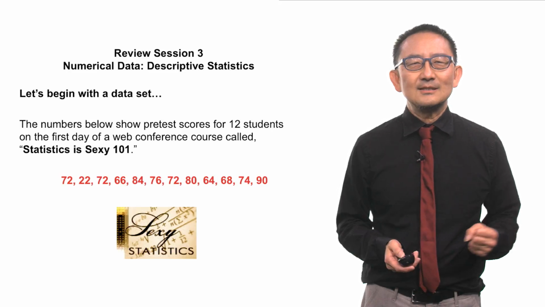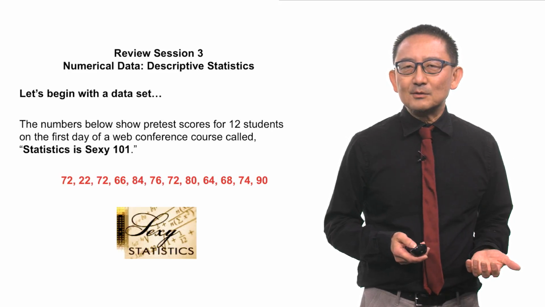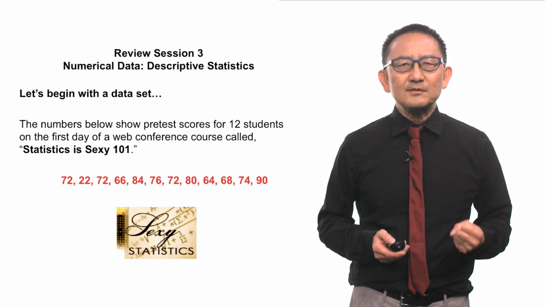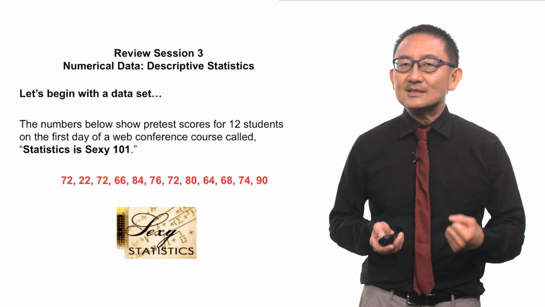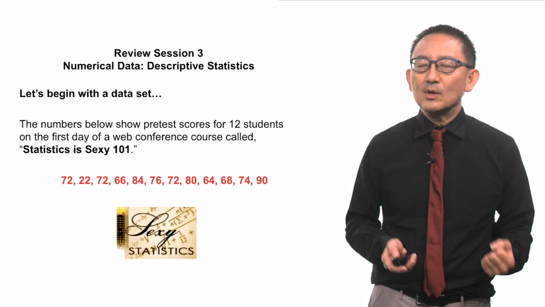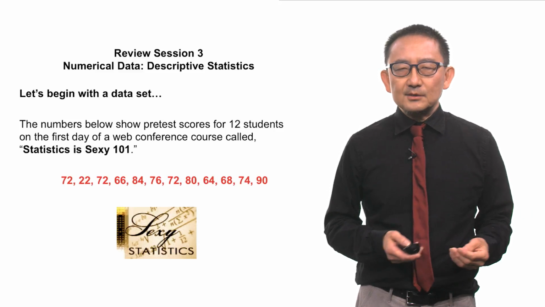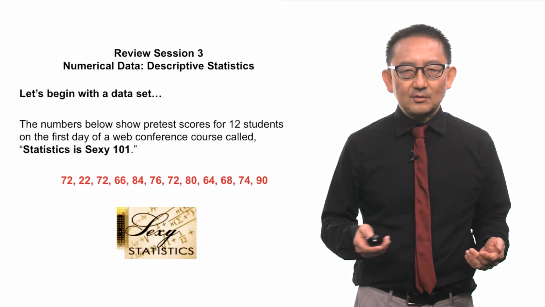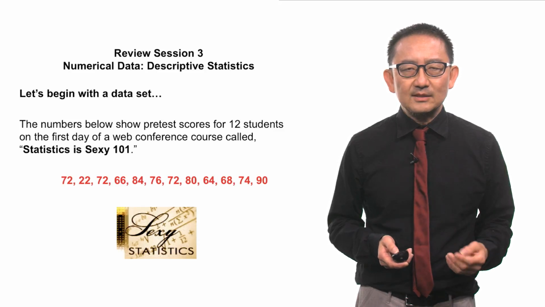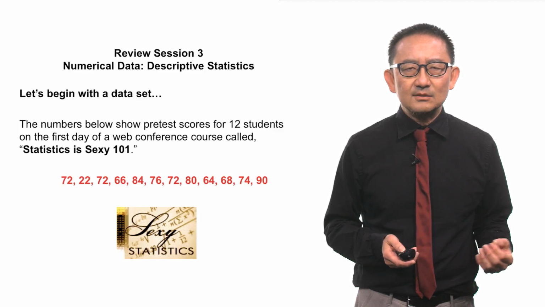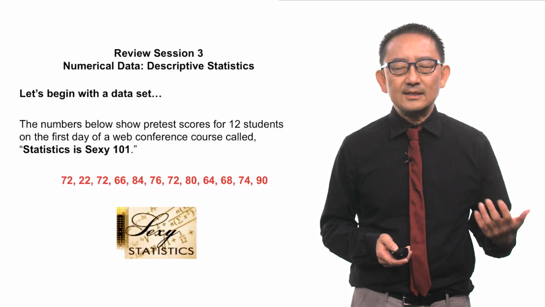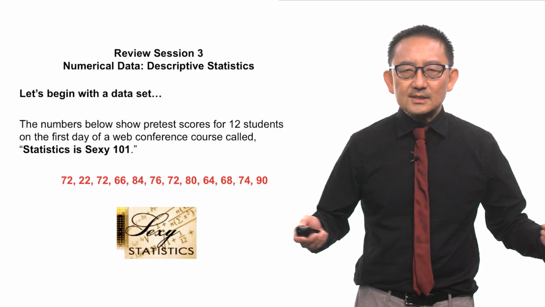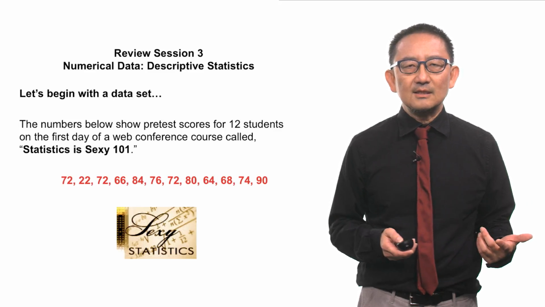So let's begin with the data set. The numbers below show pretest scores for 12 students on the first day of a web conference course called Statistics is Sexy 101. And you see all of the scores going across, starting with 72, 72, 22, 72, 66, 84, etc. So you see a listing of scores.